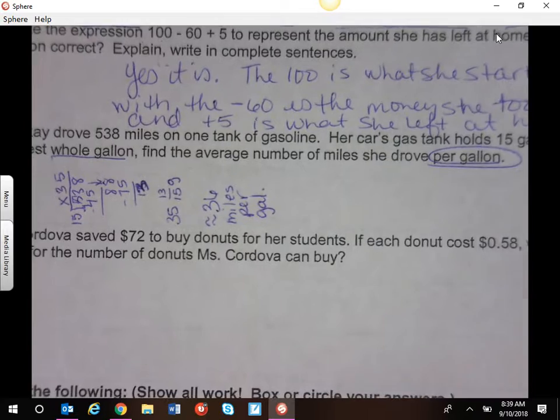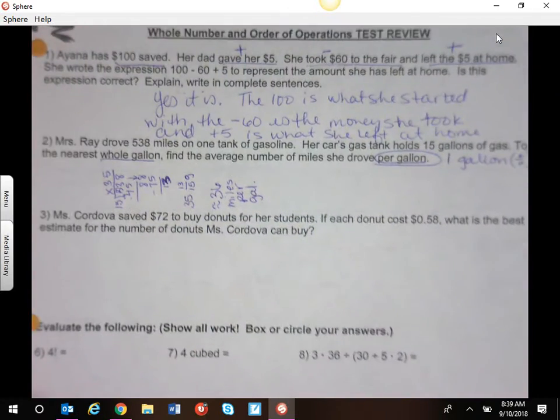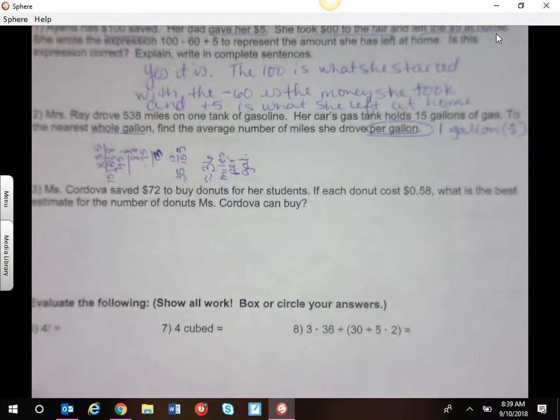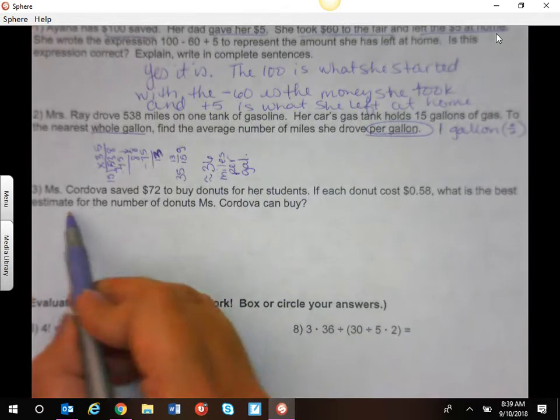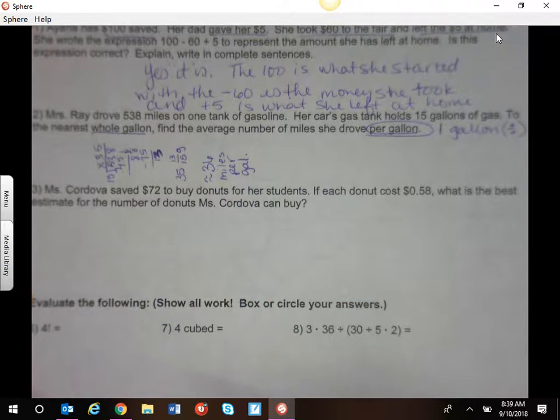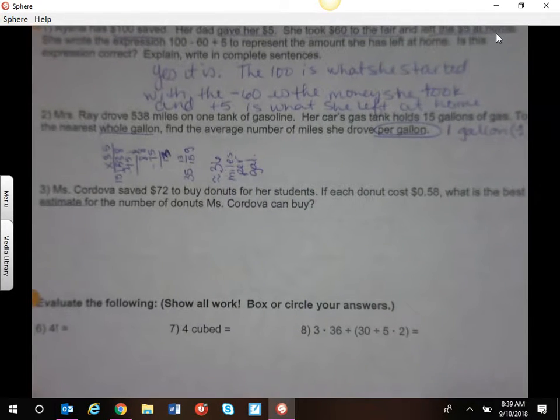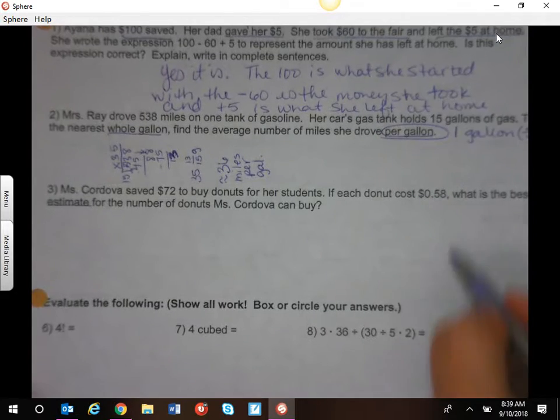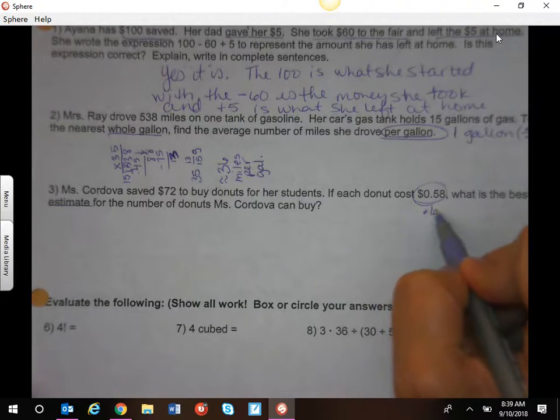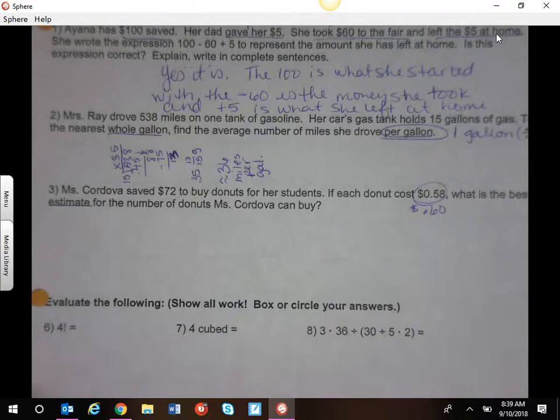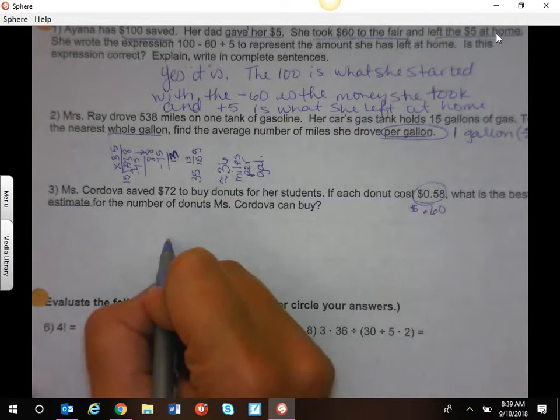Mrs. Cordova saved $72 to buy donuts for her students. If each donut costs 58 cents, what is the best estimate for the number of donuts she could buy? So we can do a couple of different things here. We're going to need to divide. Now, it says estimate here. So we could round this 58 to 60 cents a donut. That might make it a little bit easier. Or you can still do it with the 58.